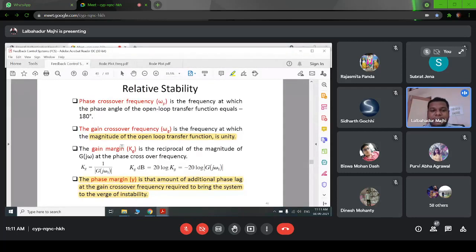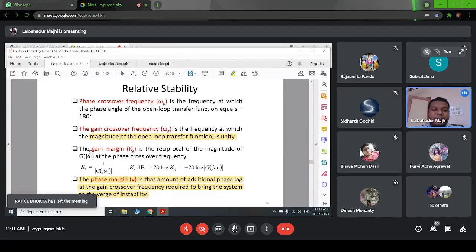Margin means we have some point left. So the gain margin is the amount of gain we require to add into the system so that it will become unstable. Similarly, the phase margin is the amount of additional phase lag at the gain crossover frequency that will make our system unstable. Clear? These are the definitions of phase margin, gain margin, phase crossover frequency and gain crossover frequency.